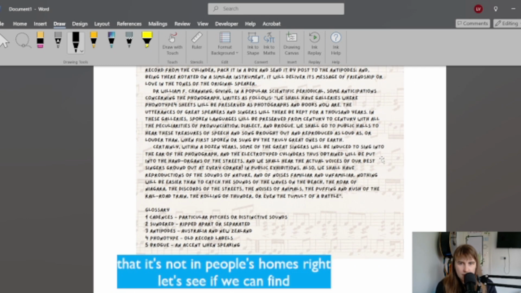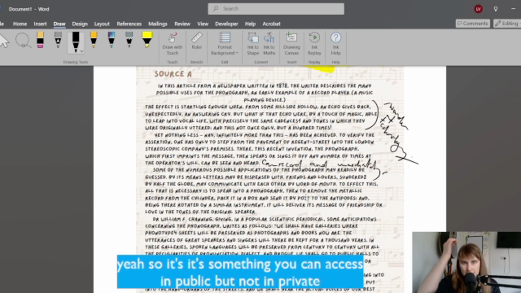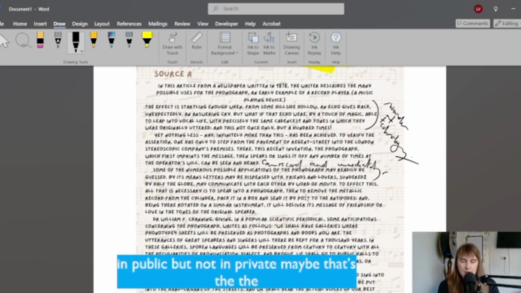Let's see if we can find anything else that's similar. Yeah, so it's something you can access in public but not in private. Maybe that's the specific point, really. So let's just have that. "One has only to step from the pavement of Regent Street."